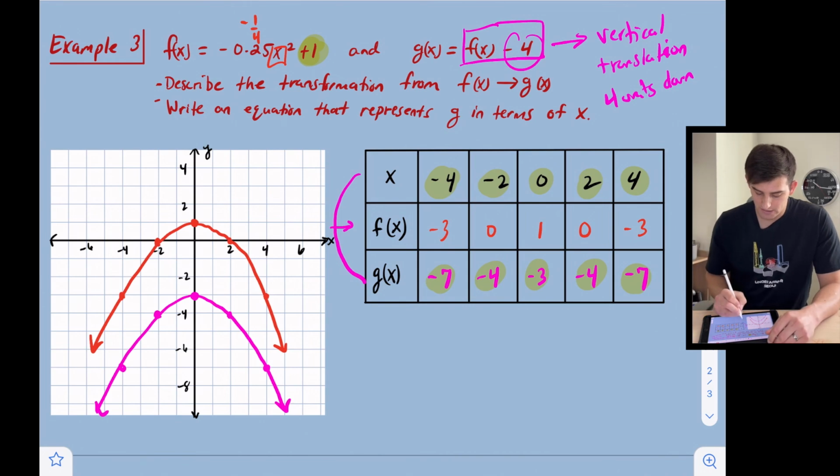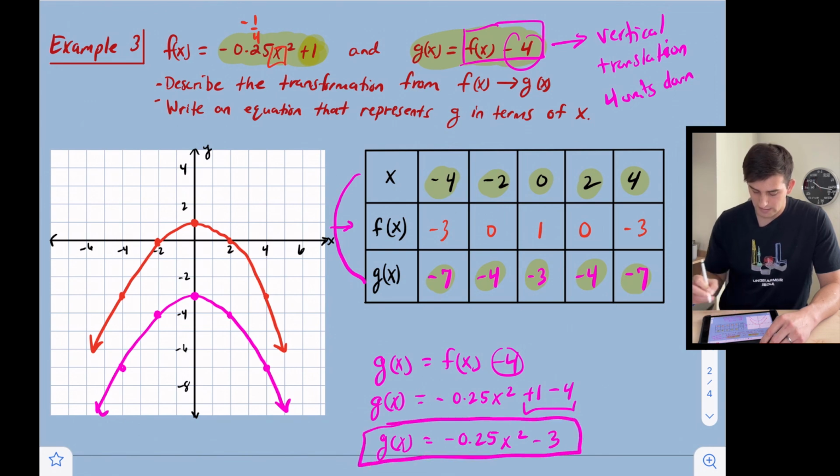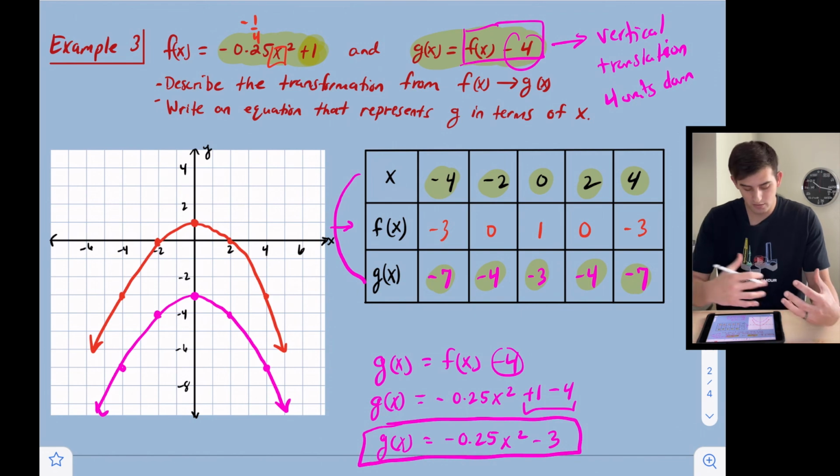So now it says write an equation that represents g in terms of x. Okay, so we could say g of x equals f of x minus 4. That's what we had right here, right? Well, we know f of x is equal to this right here. So we could say g of x equals negative 0.25 x squared plus 1, and now we have minus 4. Okay, so now we can combine these like terms. So g of x equals negative 0.25 x squared, and 1 minus 4 would be negative 3. And there's our equation for our pink, or our final, parabola.